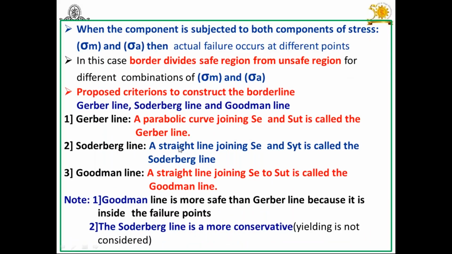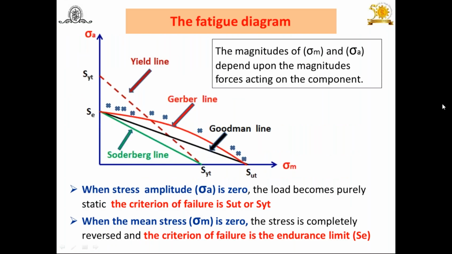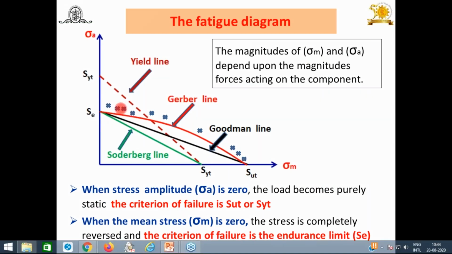That is also important. And if you refer to the diagram, you will find the Goodman line is more safe than the Gerber line because it is inside the failure points. I am going to show you. Look at this here. I have shown some of the failure points with this cross sign. All these are the points. Some points are coming on this Gerber line also. It's a parabolic nature, so it covers more area. The Goodman line is inside the Gerber, which means it is more safe than the Gerber line.